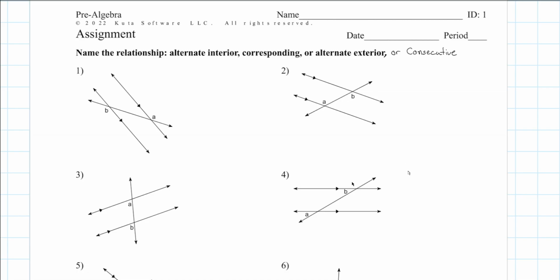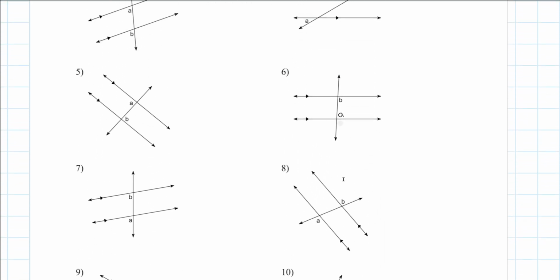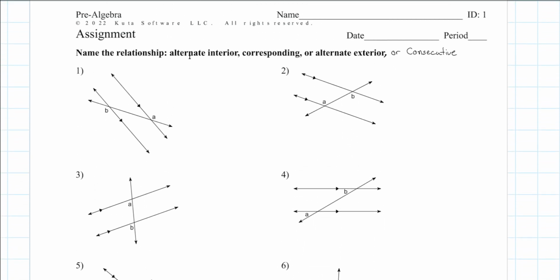Hello, ladies and gentlemen. In this video, we're going to practice what we learned in our last video. We had a lot of vocab, a lot of definitions, a lot of spotting things and finding out where they are and what they mean. In this video, we're going to practice those definitions. We're going to look at a bunch of different transversal angle pairs and see if we can tell: are they alternate interior? Are they corresponding? Are they alternate exterior? Or are they consecutive?